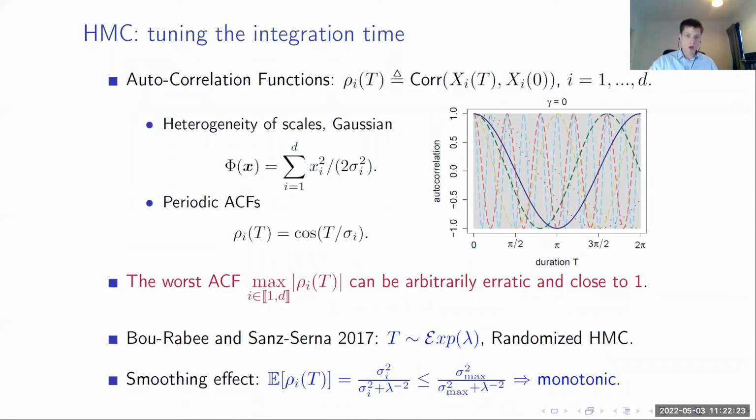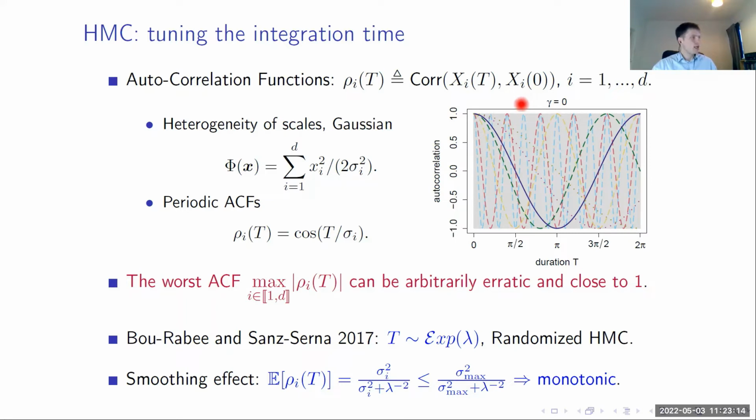Right? So this is actually well known for HMC. You don't have to go very far to see that HMC with a fixed choice of T can struggle. You can just take a Gaussian example with heterogeneity of scales. You have various sigma i's here, and you have a bunch of independent Gaussians with different variances. And we plot here the so-called autocorrelation functions, or ACF. So these functions, rho i of t, are functions of the integration time. And they correspond to the autocorrelation between xi of t and xi of 0, right? So we want this correlation to be as close to 0 as possible. You can think about this ACF as the first order autocorrelation of the chain.